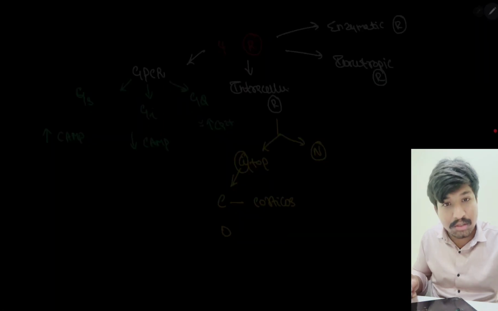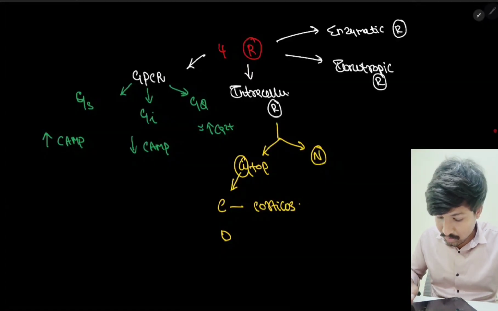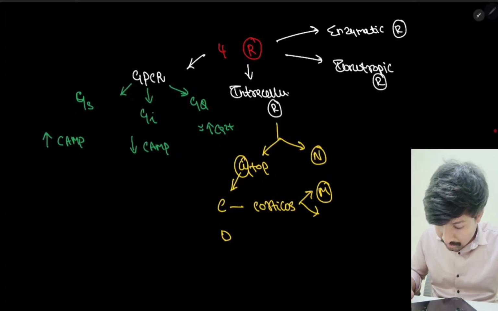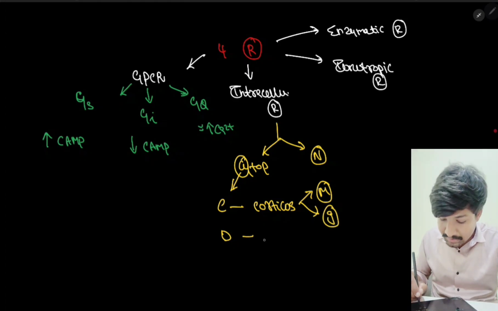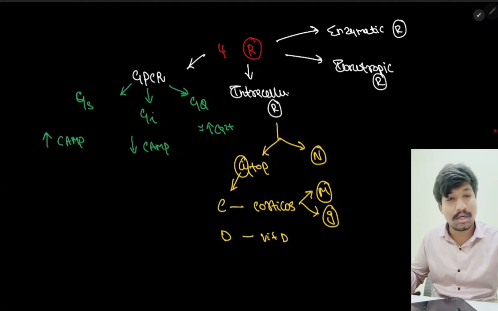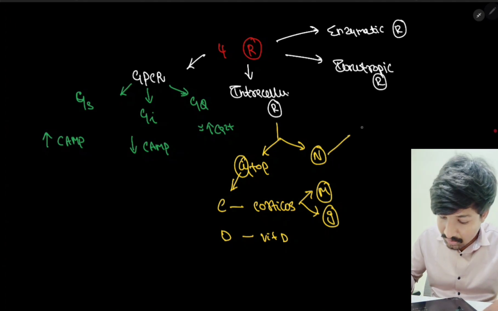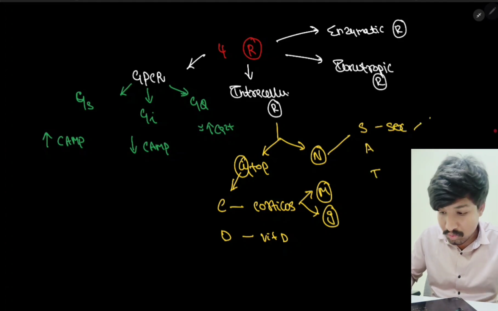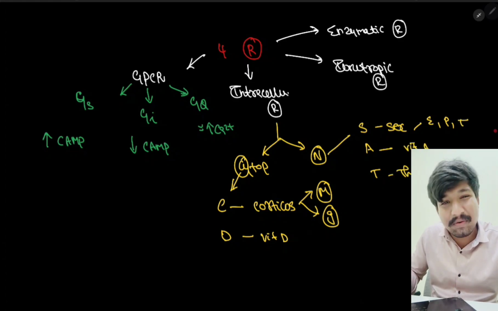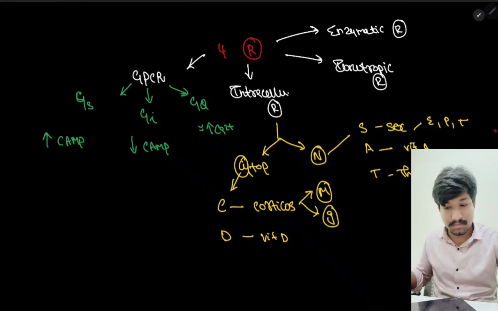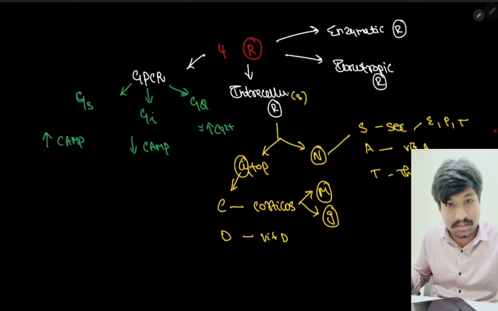What are the different corticosteroids we know? One is known as mineralocorticoid, another one is known as glucocorticoids. So both of these work through cytoplasmic receptors. D is nothing but vitamin D. Vitamin D works through cytoplasmic receptors. And N is nuclear receptor. How to remember N, nuclear receptor? Just remember SAT. S for sex hormones. What are the different sex hormones you know? Estrogen, progesterone, testosterone. A for simply vitamin A, T for thyroid hormones. So these are the different hormones which work through intracellular receptors, and intracellular receptors are the slowest receptors.